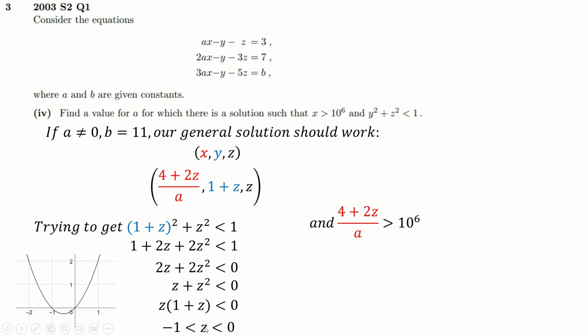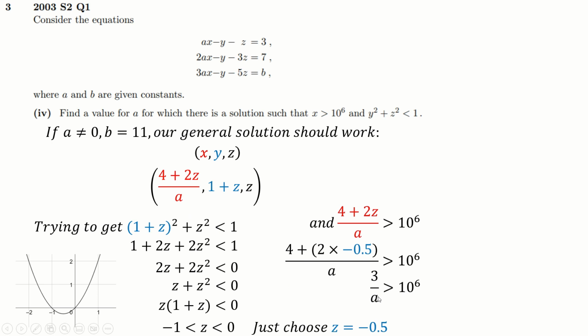So let's just choose z to be -1/2 and put it in here, since that satisfies the first condition that we need. So let's just choose it to happen. If we put it in here, we get this, and then if we rearrange this, now notice a has to be positive here to make this work.